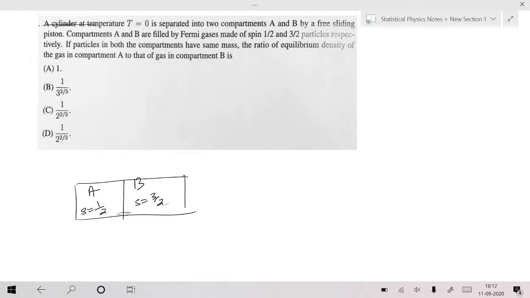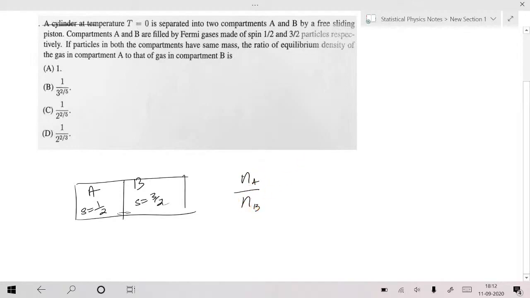So density means the number of particles per unit volume. Yes, that's correct. Density means number of particles per unit volume only. He's asking the ratio of density, am I right? The ratio of the equilibrium density, rho, or what is the symbol that we have taken for n? N is the density, am I right? N_A by N_B.